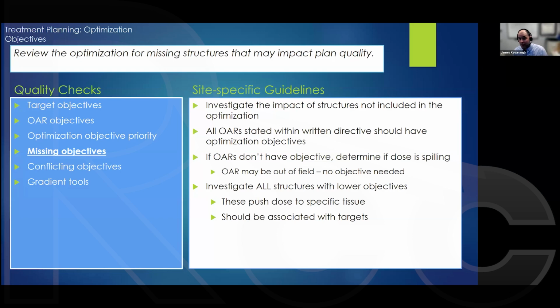If OARs don't have a written directive, look at the dose spillage. Is it pushing dose into something that doesn't need to be pushed into? OARs may be out of field. That's another example. It may be in the written directive, but it's 8 centimeters superior to the target. Well, then it doesn't really matter. You're just adding more complexity to your optimization algorithm. So really that relationship matters too. And as I mentioned before, investigate all structures with lower objectives because they push dose to specific tissue. They should be associated with targets.